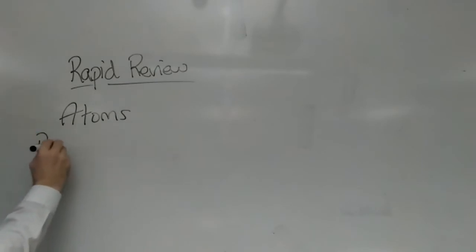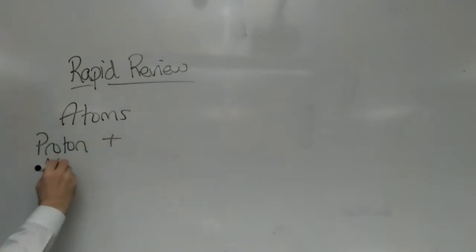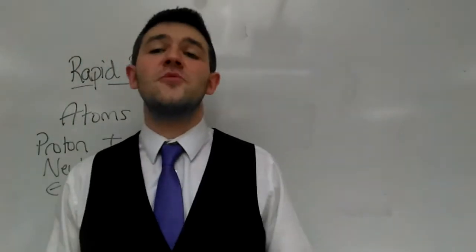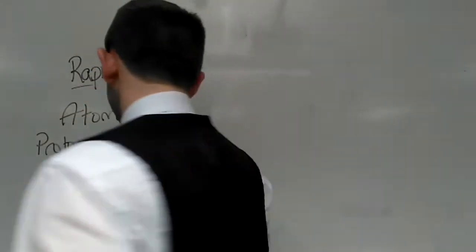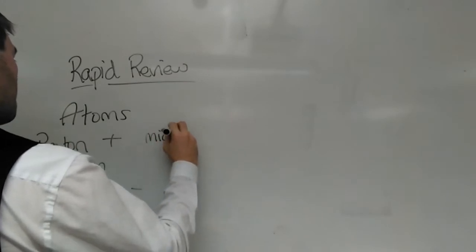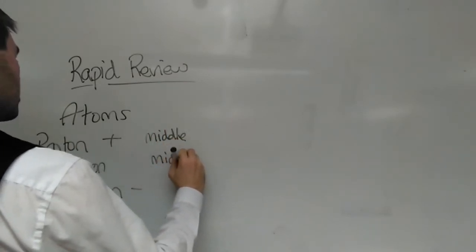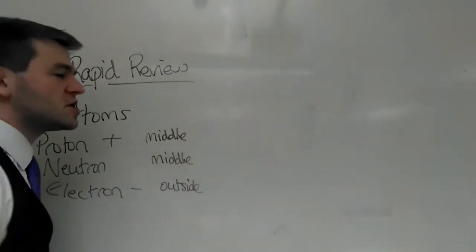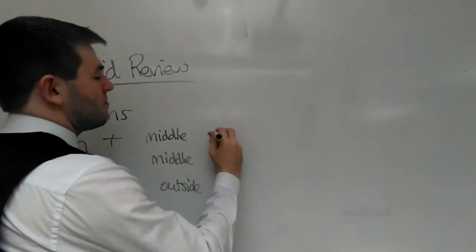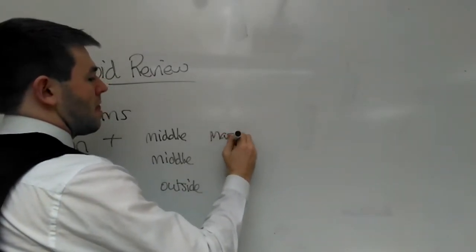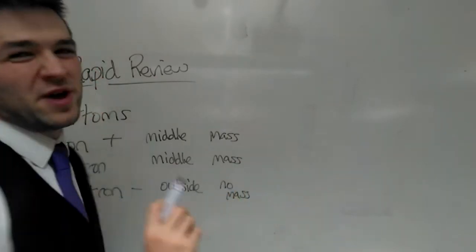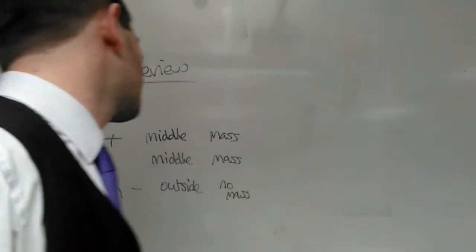Remember, atoms have protons that are positive, neutrons that are neutral, and electrons that are negative. We know that the protons and neutrons are in the middle, and the electrons are on the outside. The protons and the neutrons have mass, and the electrons have almost no mass. They have a little bit, but for Year 7 we can think of it as no mass.